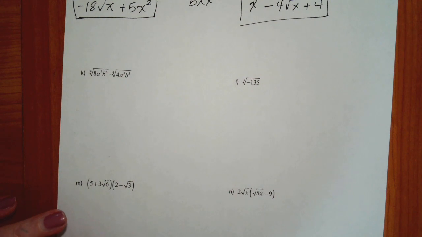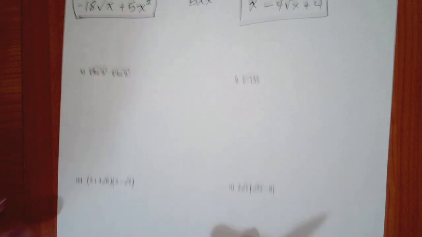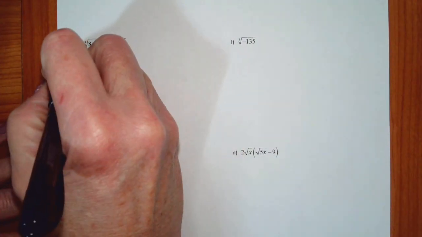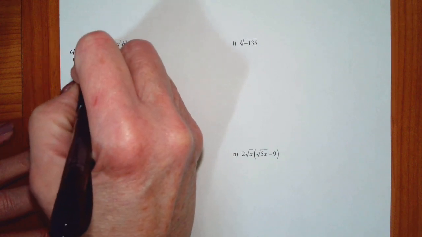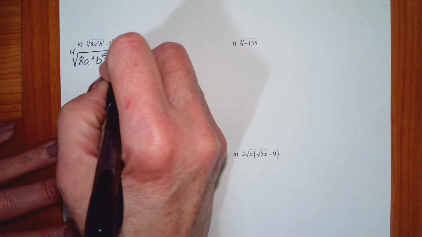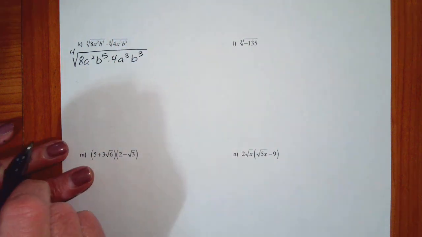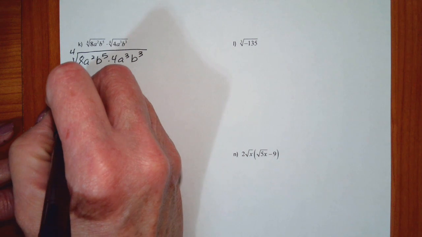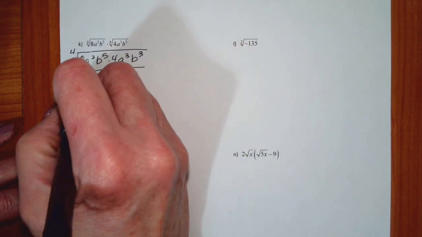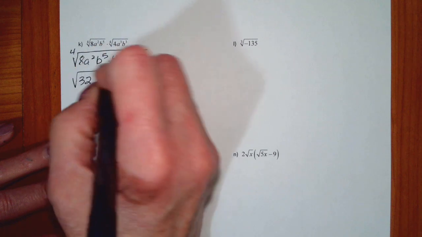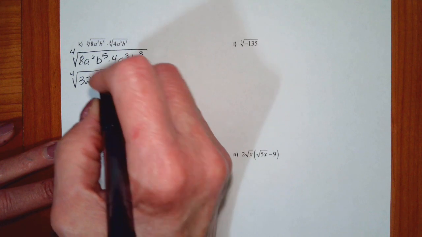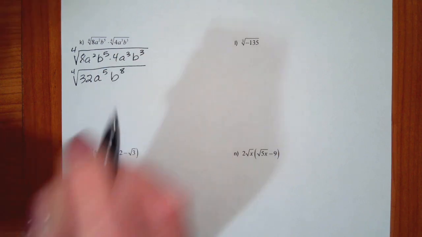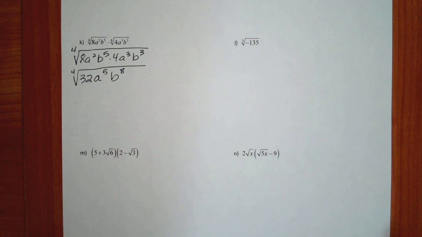This next one I'm going to do a little bit differently than I did the one before, because if the indices are the same, then I can put them all under the same radical. So I'm going to start out by writing this as the fourth root of 8a to the second b to the fifth times 4a to the third b to the third. And when I rearrange that, that then becomes 8 times 4 is 32. A to the second times a to the third is a to the fifth. B to the fifth times b to the third is b to the eighth. So I only have to simplify it once.